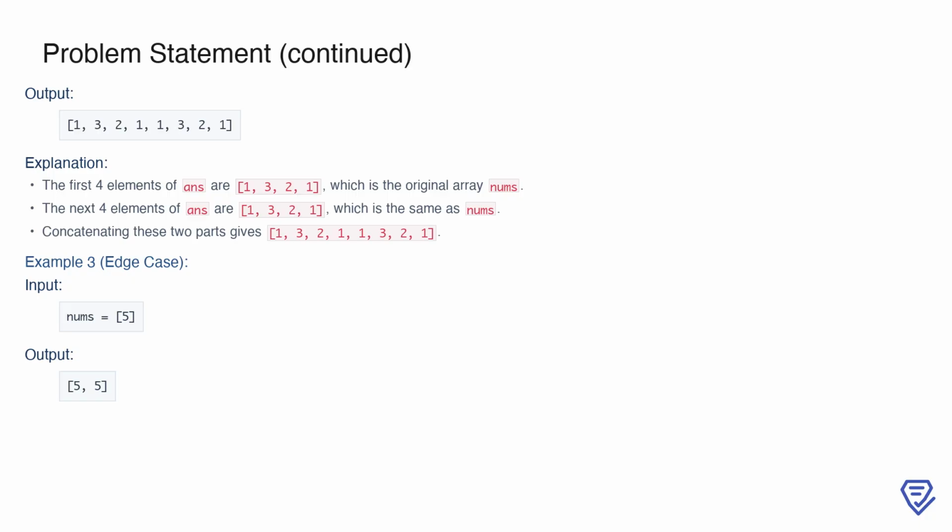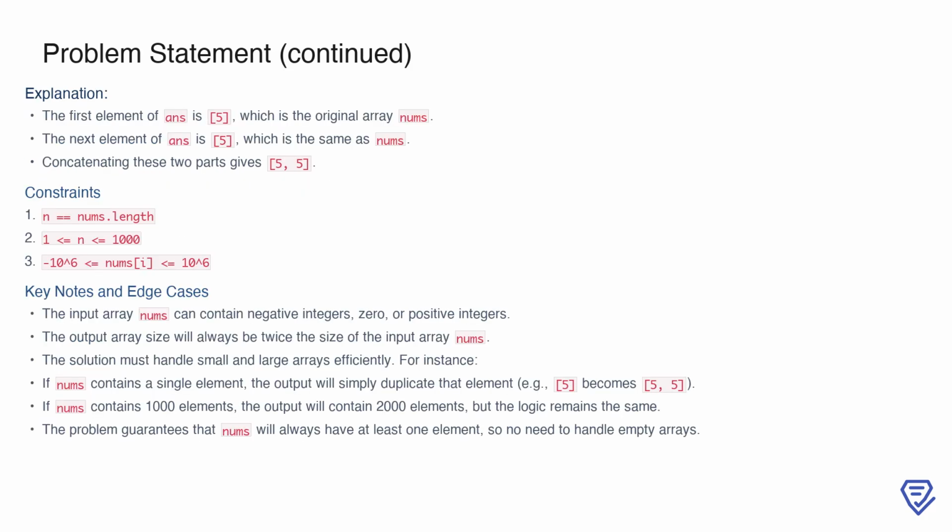There's also an edge case where nums contains only one element. For example, if nums equals [5], the output ans would simply be [5, 5]. Here, the first part of ans is just the single element 5, which comes directly from nums. The second part is also 5, as we repeat nums. Concatenating these two parts results in [5, 5].